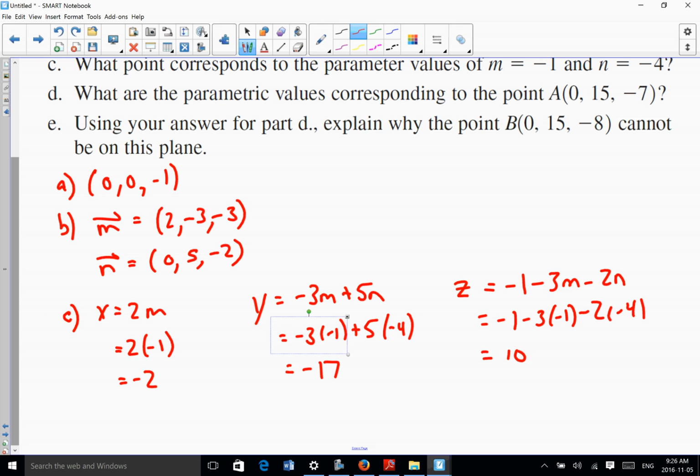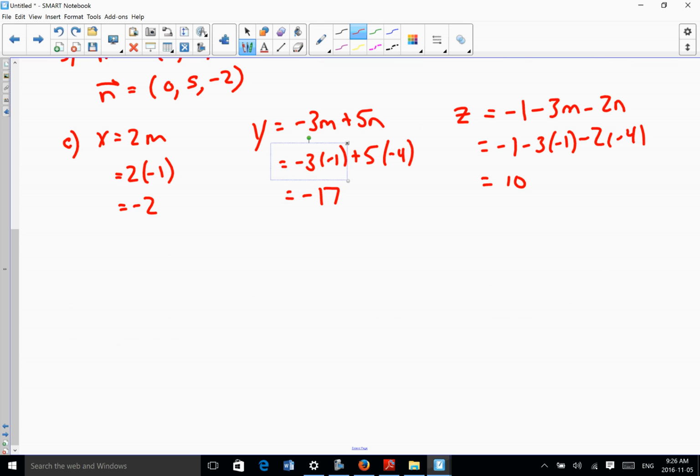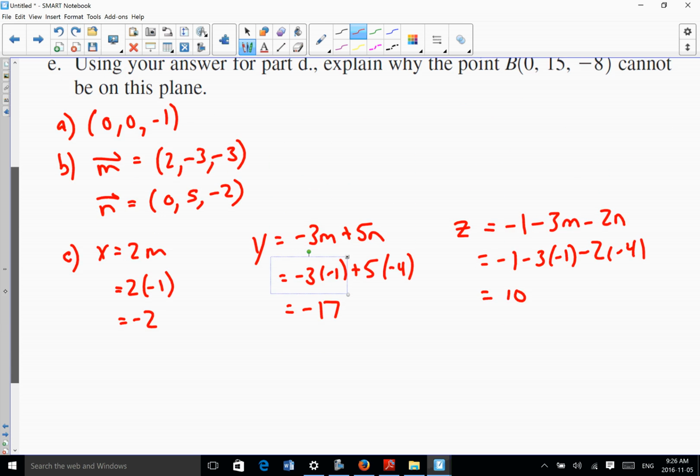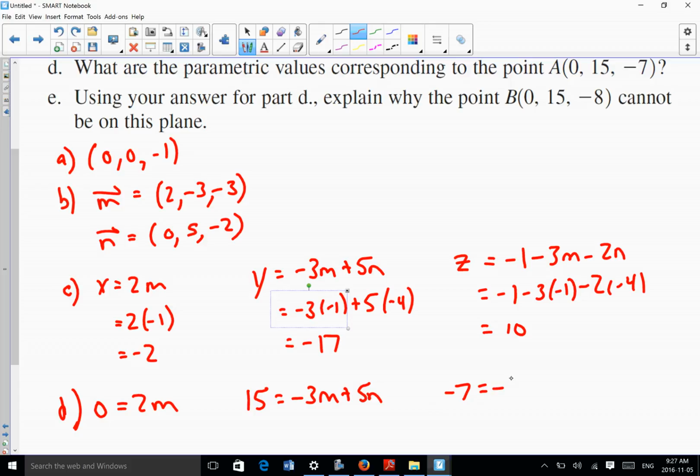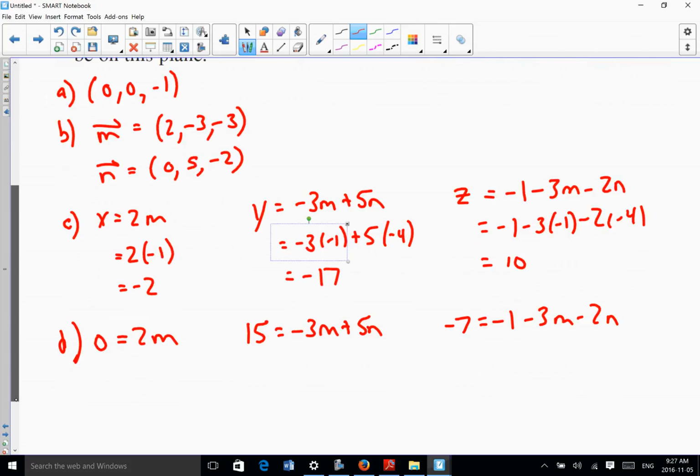Part D, what are the parametric values corresponding to the given point? So we're given the point 0, 15, and negative 17, which means x has to come out to 0. So this time I'm working the parameters, but now I know the other side. Right? So 0 equals 2m. 15 equals negative 3m plus 5n. Same parameters, just we're given the values for x, y, and z. Negative 17 equals negative 1 minus 3m minus 2n. So we should be able to solve all these.